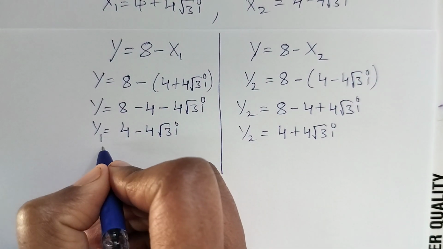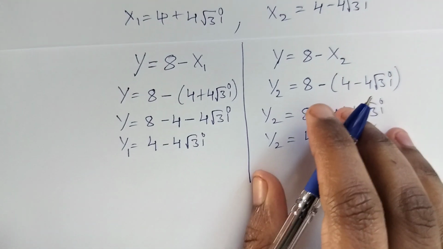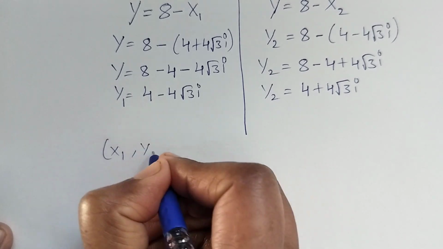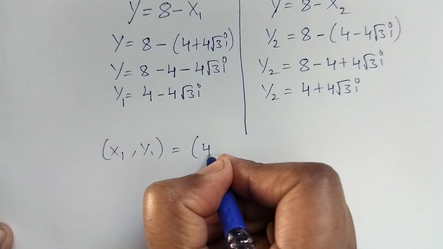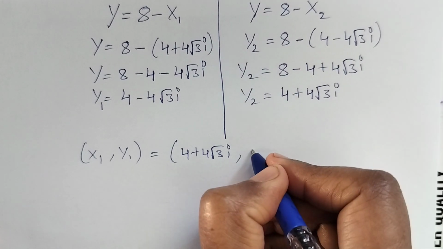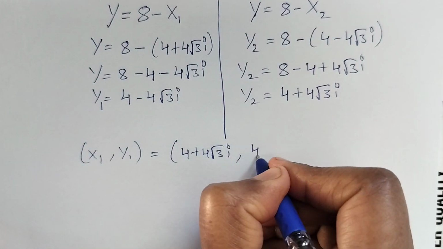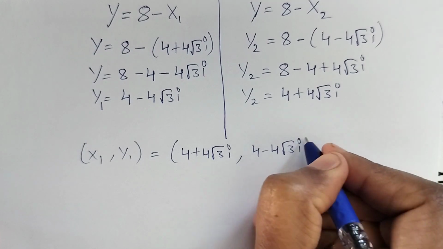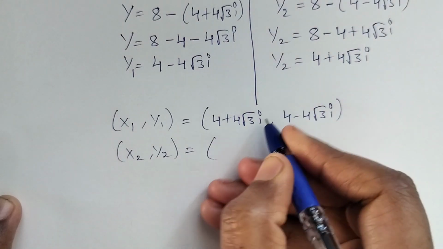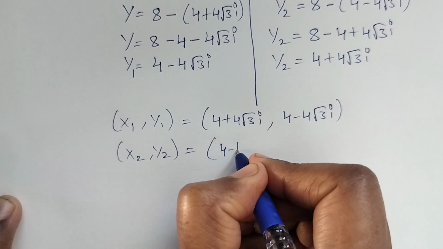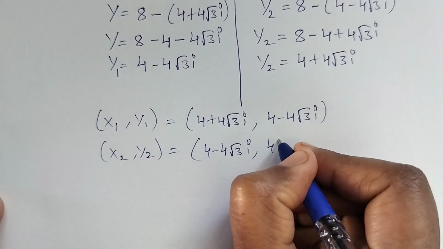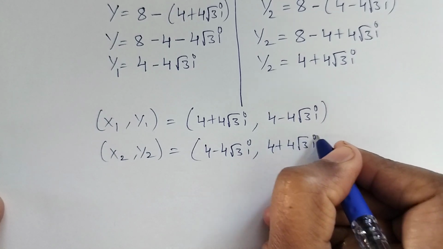So here we got the y1 and y2 values. Just write here: x1, y1, where x1 is 4 plus 4 square root of 3i and the y1 value is 4 minus 4 square root of 3i. And for x2, y2, the x2 value is 4 minus 4 square root of 3i, and the y2 value is 4 plus 4 square root of 3i.